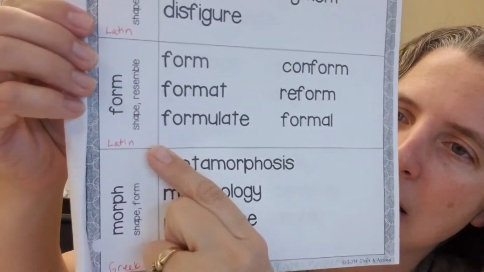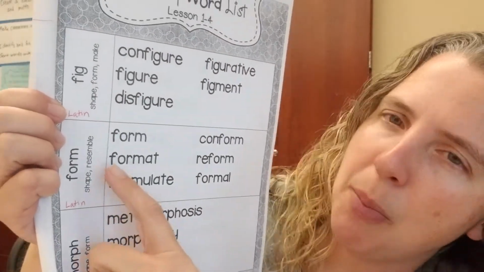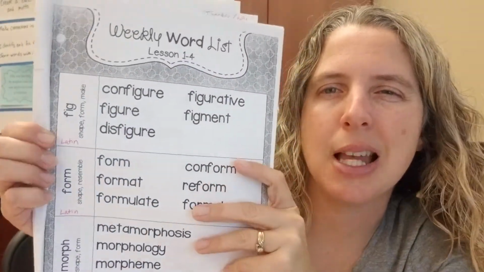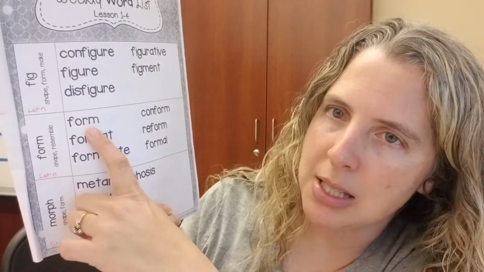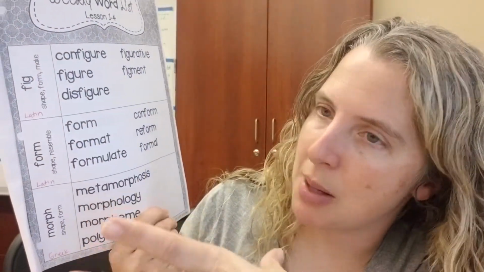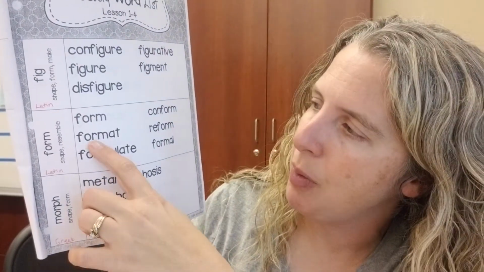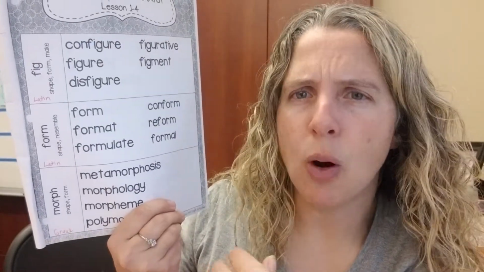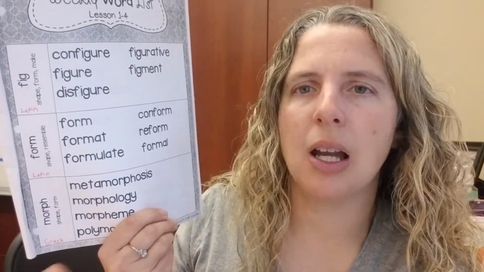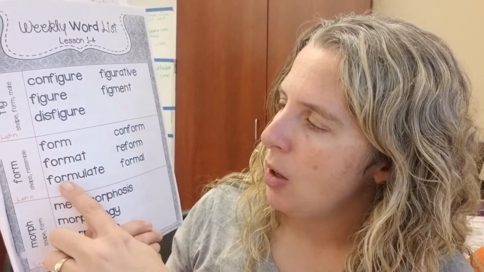Okay, this next one is also a Latin root. This is form. It means to shape or resemble. Resemble is it looks like. All right, so form, that's pretty easy. You know, if you're going to form something, you're going to shape it. Like if you had clay, you can form it into something. Format, that is how we do something. Like what's the format of your classroom? Well, you walk in, you put your things away, you get your books. Maybe that's the way you go. That's the form it's in.